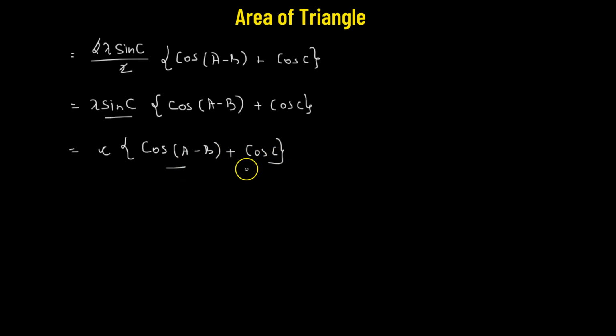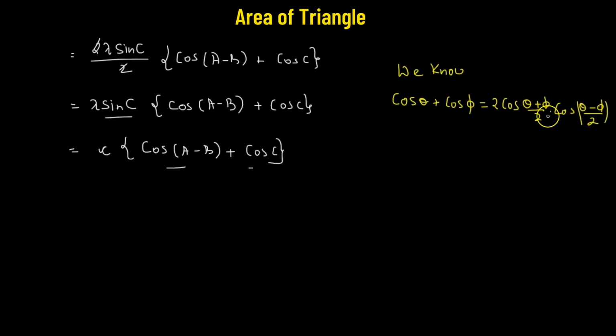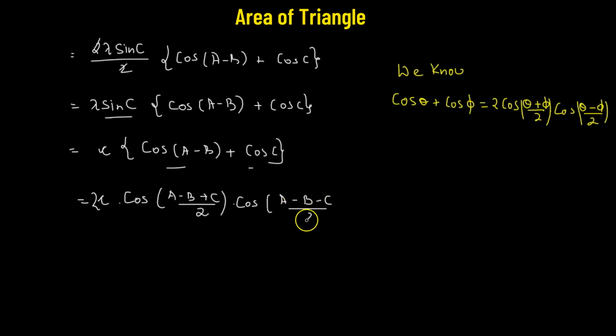Now what we'll do this time, we're going to combine cosine of A minus B with cosine of C by using the formula. So let's first note down that cosine of theta added to cosine of phi gives us 2 times cosine of (theta plus phi) over 2 multiplied by cosine of (theta minus phi) over 2. So we're going to use this formula to combine cosine of A minus B plus cosine of C. So we have c multiplied by the factor 2, multiplied by cosine of (A minus B plus C) divided by 2 times cosine of (A minus B minus C) divided by 2.